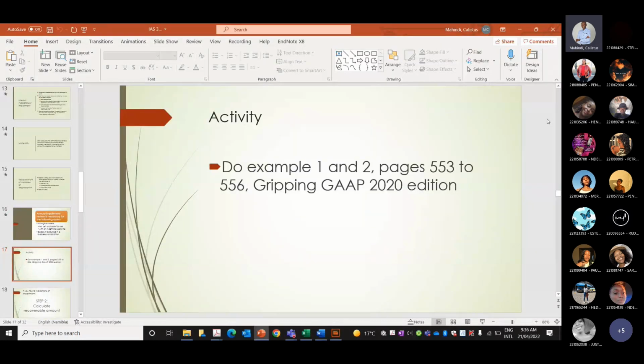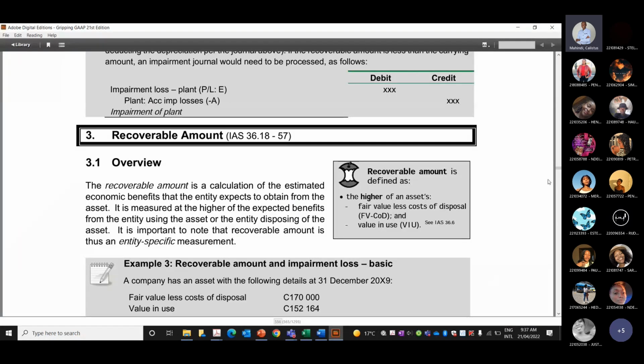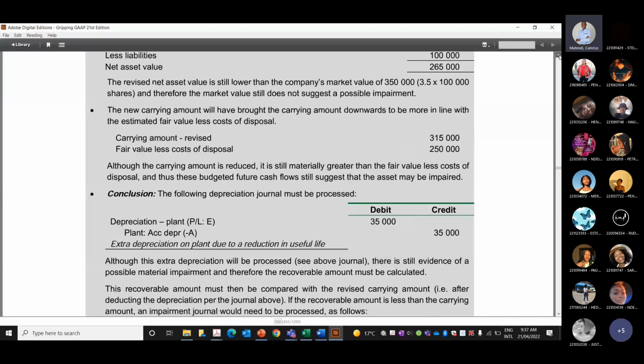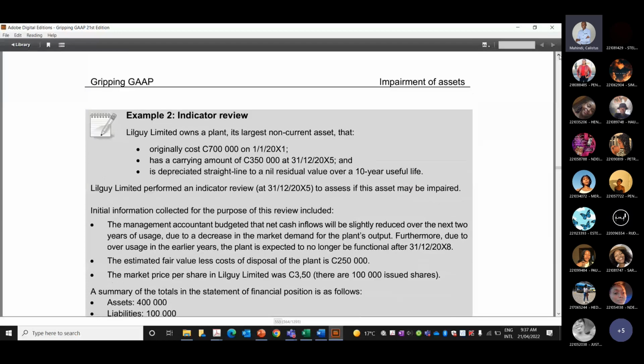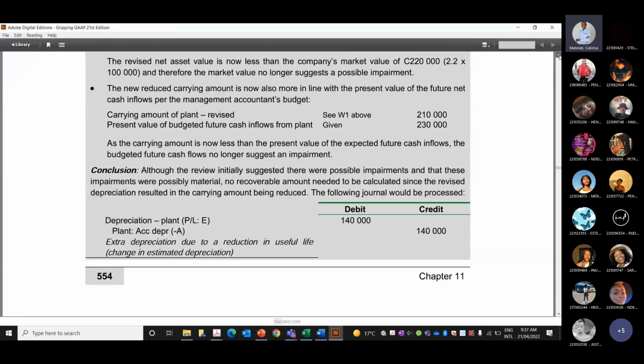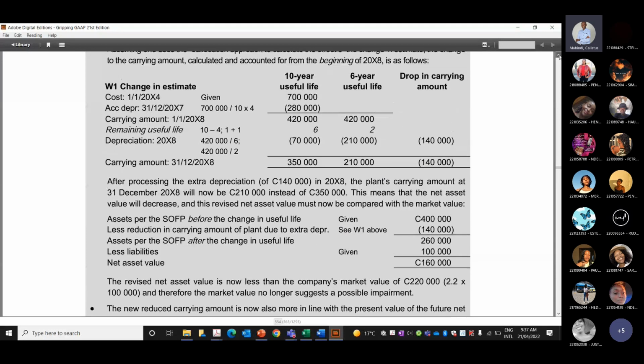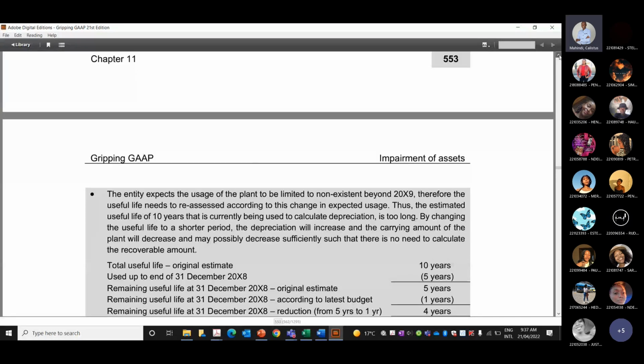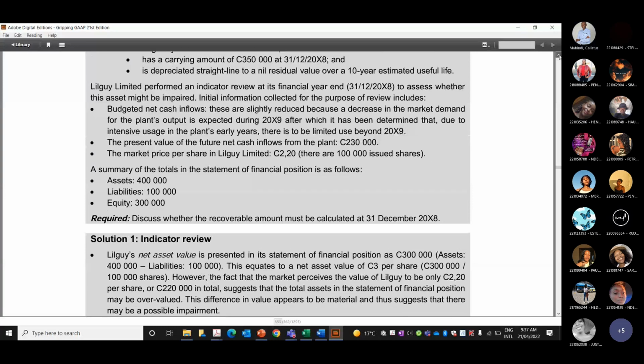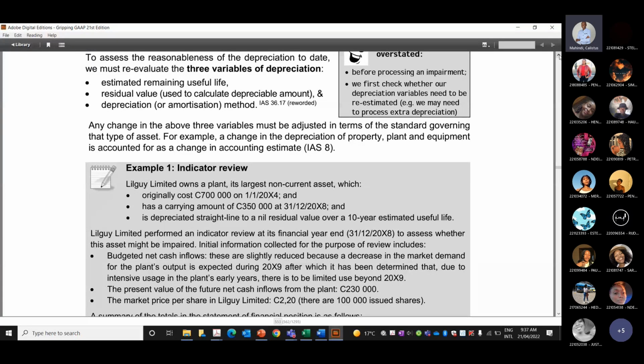So we're doing example 1 on page 553. So let us go through it. The example was dealing with an indicator review to assess whether there are any indications of impairment or not. We had to look at various points to determine whether there is an impairment or not.